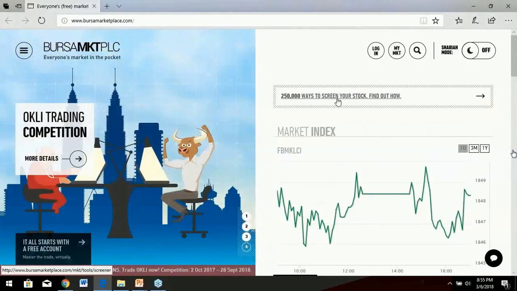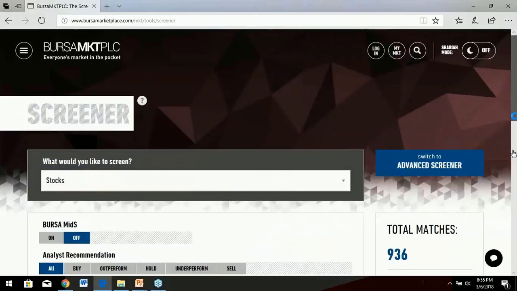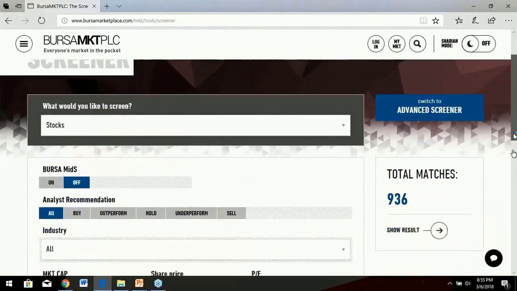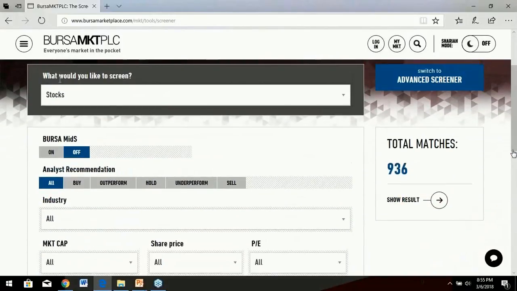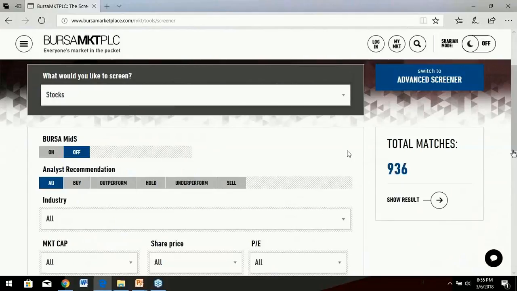onto is this: screen your stock. So just click onto this. And what will appear is a screener that is built by Bursa Marketplace. Okay. Now, what would you like to screen? So of course, we will look into stocks. And we have total matches of 936, which means to say in Malaysia, we have about 936 public listed companies listed in Bursa Malaysia.